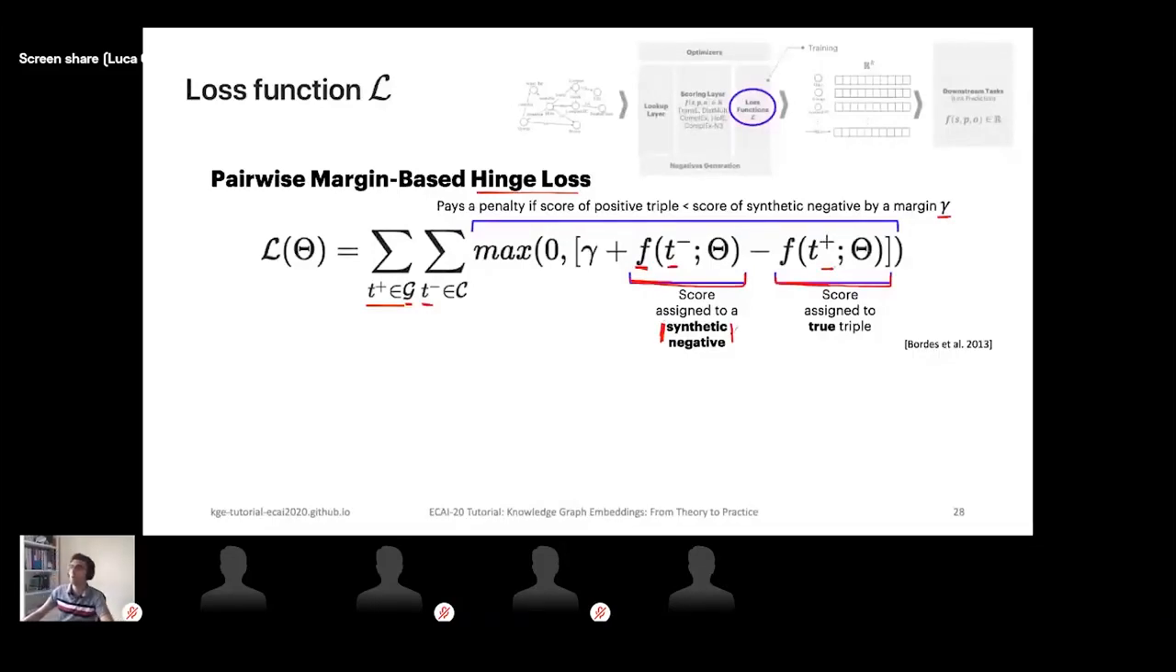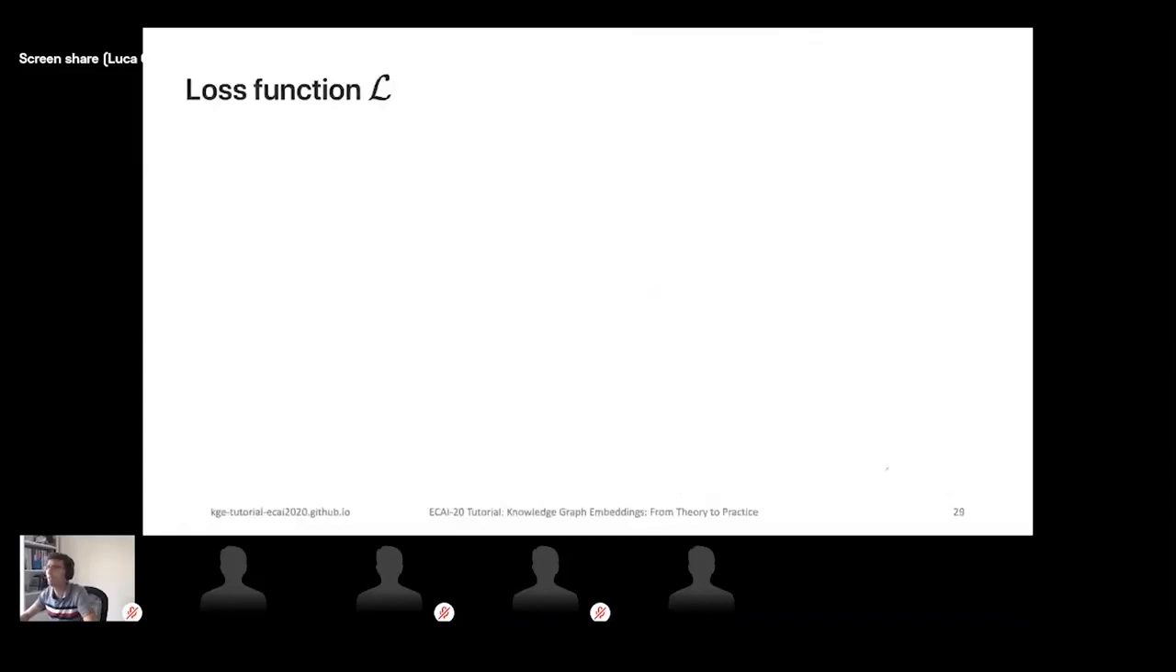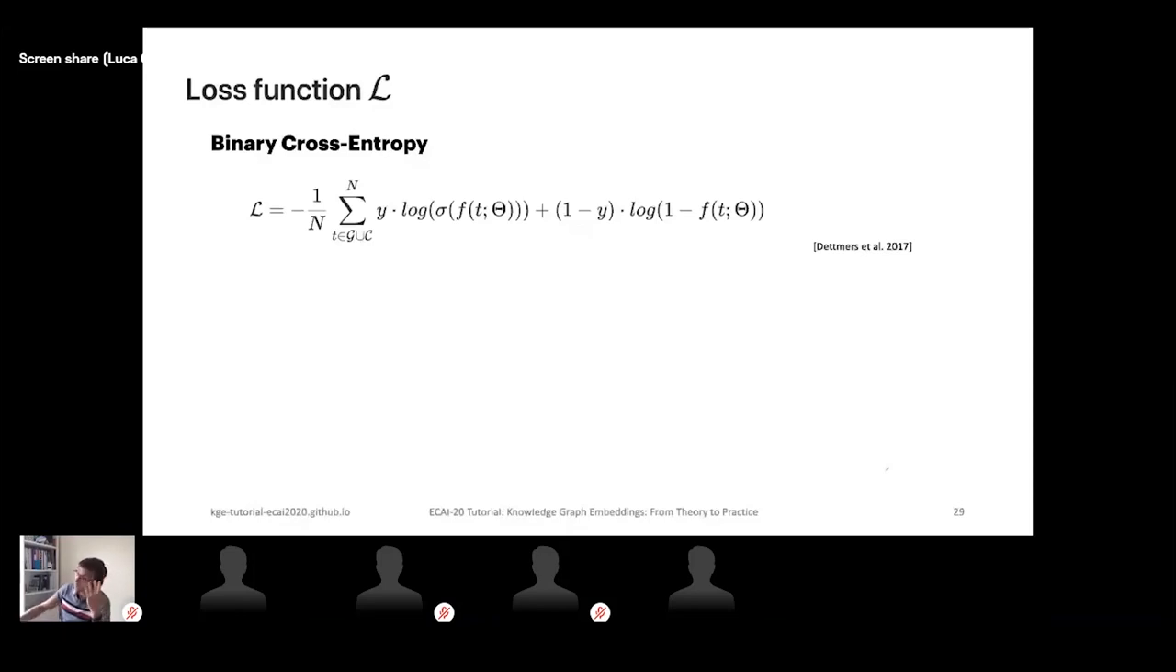So this is the rationale of the pairwise margin-based loss. But as I said, there are other losses. We see quite a lot of use of negative likelihood or cross entropy. It's something that we've seen in literature more and more often. Again, without going into much detail, we have seen variants on the theme. For example, the convolutional embeddings model, ConvE, uses something called binary cross entropy, which is again a variant of the NLL loss that I presented earlier on.